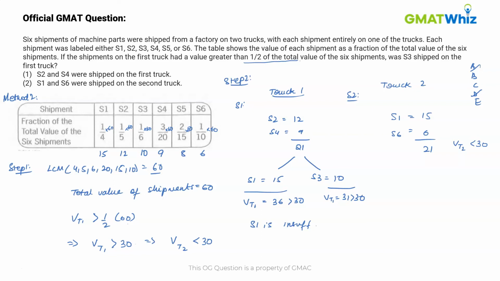So to check if S3 was shipped on the first truck or not, let's add S3 here. If the value becomes greater than 30, then we know for sure that S3 was not shipped on truck 2. From the table, we have the value of S3 to be equal to 10. Now this adds up to give us 31, which is greater than 30. This is not possible since the value of the shipments on truck 2 has to be less than 30. So we know for sure that S3 was shipped on the first truck, or truck 1. So we conclude that statement 2 is sufficient and the correct answer is option B.